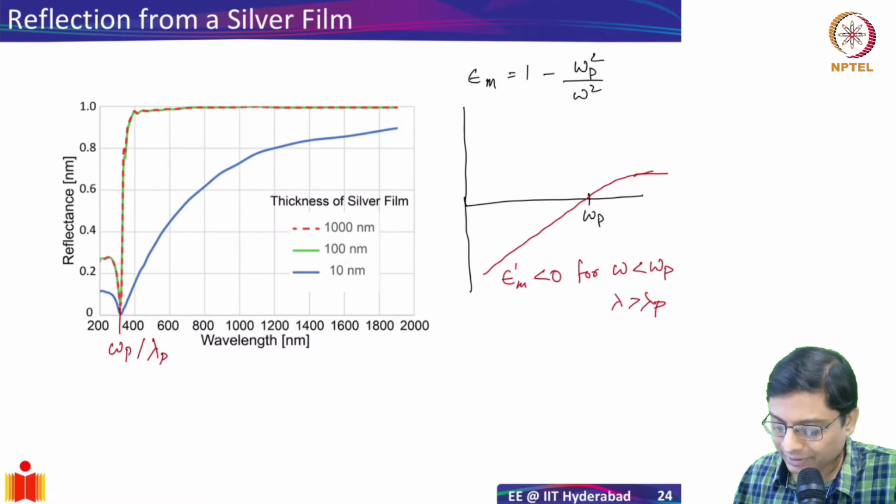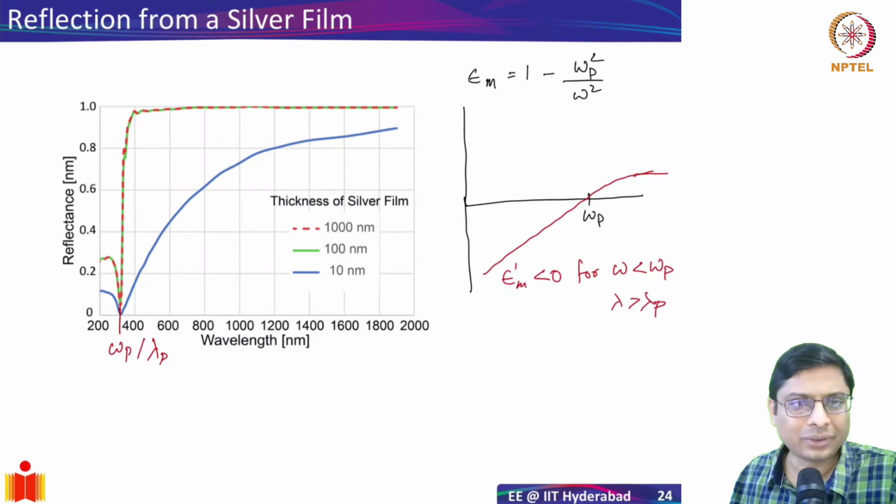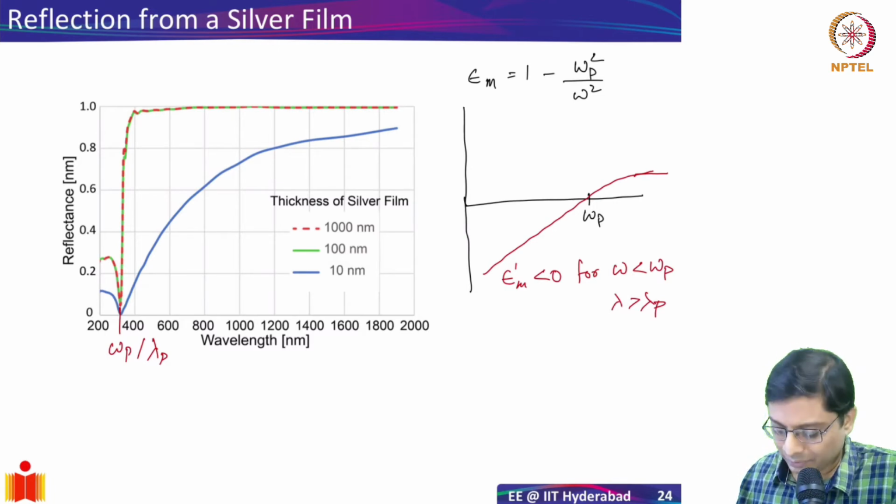That is why it is getting reflected. Okay. And below that, it behaves like a dielectric, and there is a certain amount of dielectric constant that we can use to compute. And that's why you have some reflection that's happening. Okay. So now this is how metal behaves.